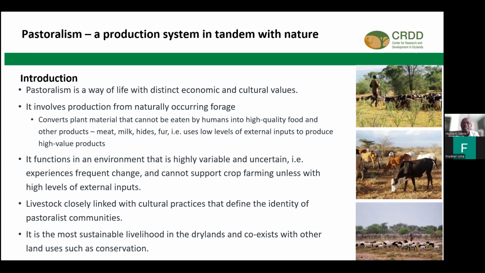The production system happens in an environment that is usually highly variable, where there's frequent change, and the areas where pastoralism is mainly practiced do not support cropping per se. It's a system that requires low external inputs. As I've said, it's a practice really intertwined with people's culture and the identity of the communities that produce. It's been proven to be the most sustainable production system, especially in the drylands, and it can coexist with other land uses.